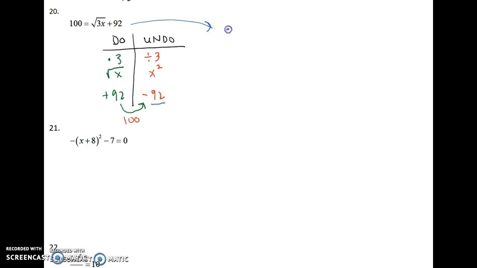So my first step, subtract 92, start with the last thing. So if I subtract 92 from 100, I get 8 equals square root of 3x. The plus 92 is gone. I've undone that. Next, I need to undo the square root, so I square both sides. Square 8, I get 64. Square the right side, the square root is gone. I'm left with 3x. Lastly, divide both sides by 3.